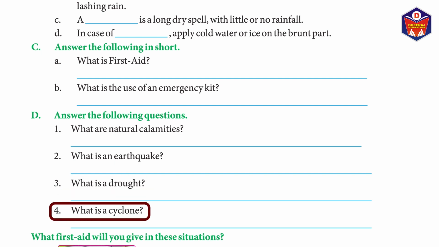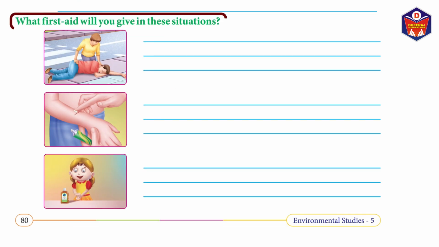4. What is a cyclone? Answer. A cyclone is a very strong rotating windstorm accompanied by heavy lashing rain. What first aid will you give in these situations?